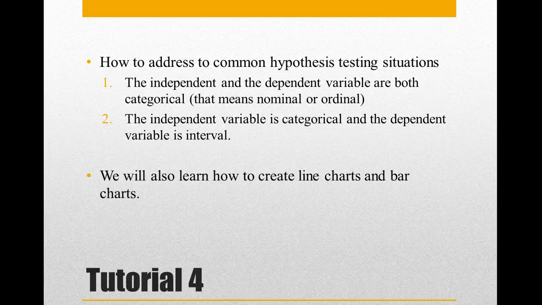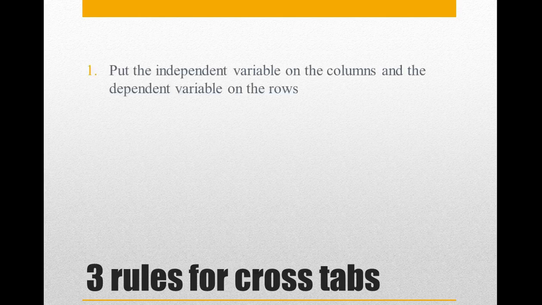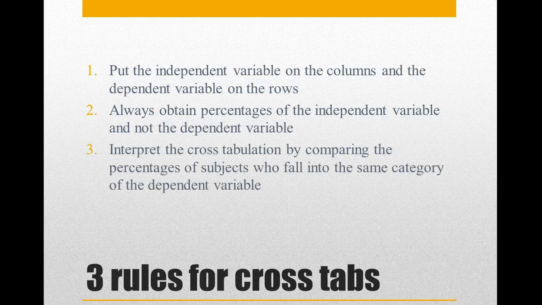We will first begin with cross-tabulations. Getting the rows and the columns right in cross-tabs will be a bit tricky at first, so it is important that you observe 3 rules. First, put the independent variable on the columns and the dependent variable on the rows. Second, always obtain percentages of the independent variable and not the dependent variable. And third, interpret the cross-tabulation by comparing the percentages of subjects who fall into the same category of the dependent variable.